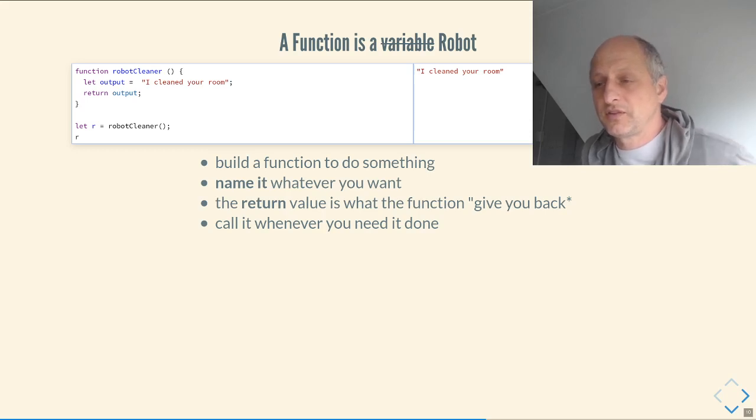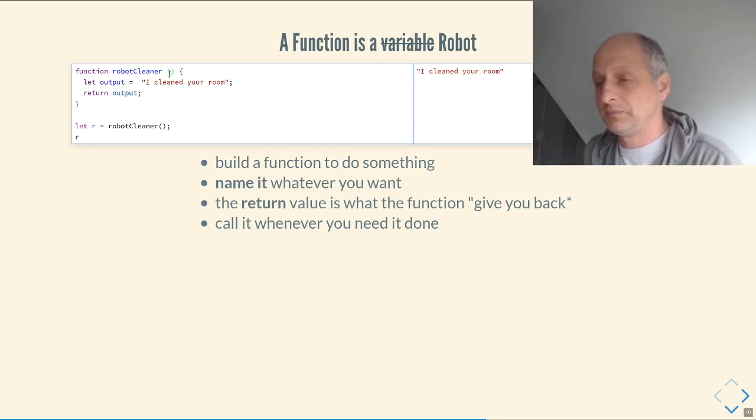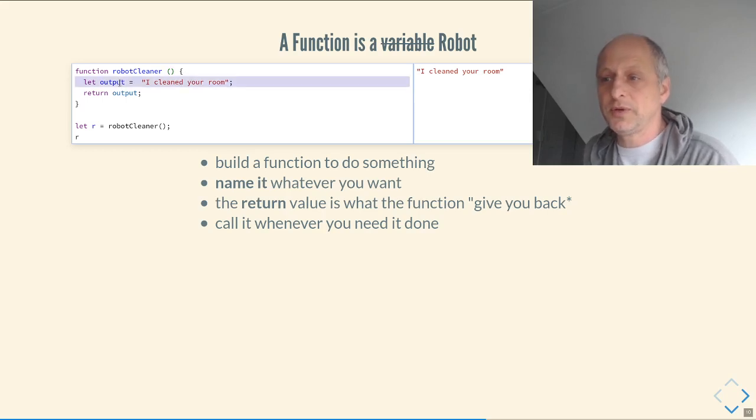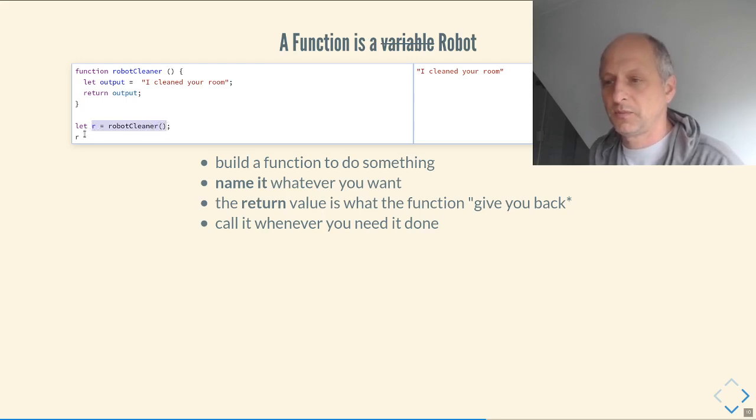So let's define a new function called robot cleaner, right? And let's take a quick look at robot cleaner. It has no parameters, so it does the same thing every single time. In this case, it defines string output, I cleaned your room, and it returns the output. So I'm going to define a new variable r and set it equal to the output of robot cleaner. And then we'll just see the value of r.